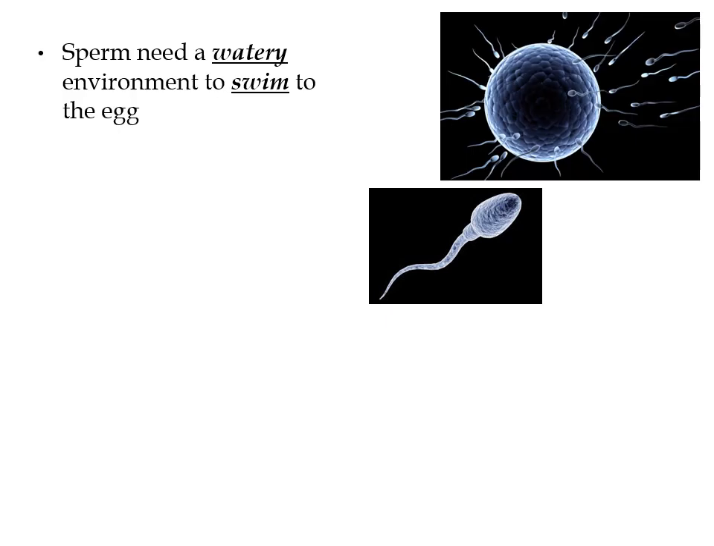This is a sperm cell. And how do we think this thing gets around? It sure looks like it's going to swim thanks to this little flagellum tail that we learned about all the way back in the beginning of the year. But to swim, it needs a watery environment to be able to swim and find an egg cell.